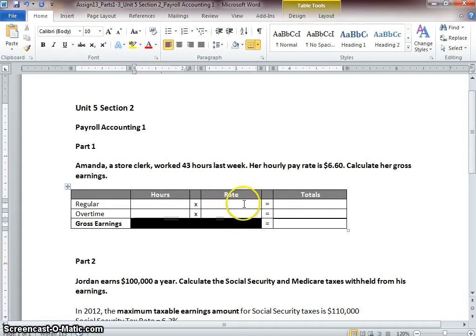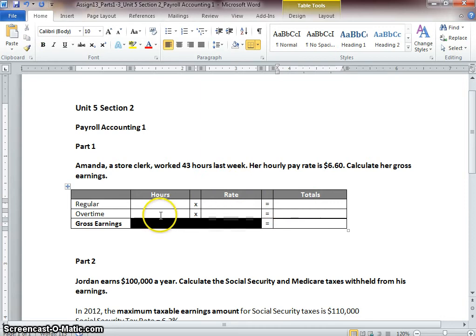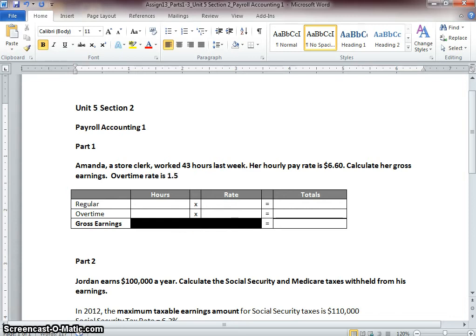So with regular, you're going to put the amount of regular hours she worked that week, times the rate, and it looks like her rate is $6.60 an hour, and then the total pay for her regular hours worked. Then you're going to calculate her overtime hours. So if she's worked 40 regular hours, it looks like she has 3 hours left over for overtime. And then you need to take that times the overtime rate, which we learned in our text is 1.5 times the regular rate, kind of the standard.